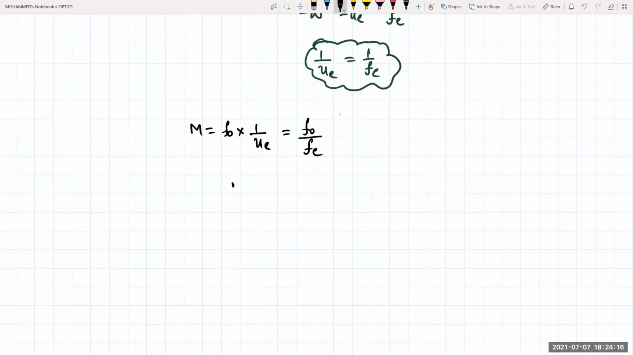Magnification formula: focal length of the objective divided by focal length of the eyepiece will be the magnification for the far point. These are the basic formulas you need to remember for doing the numericals related to this condition. Is it clear? Yes, sir.